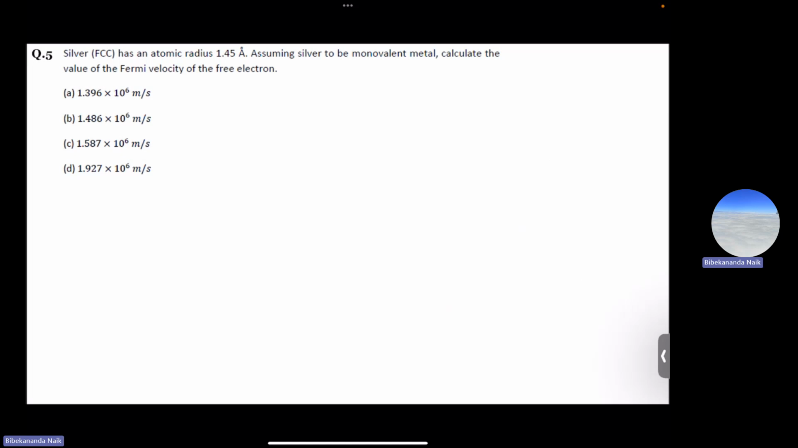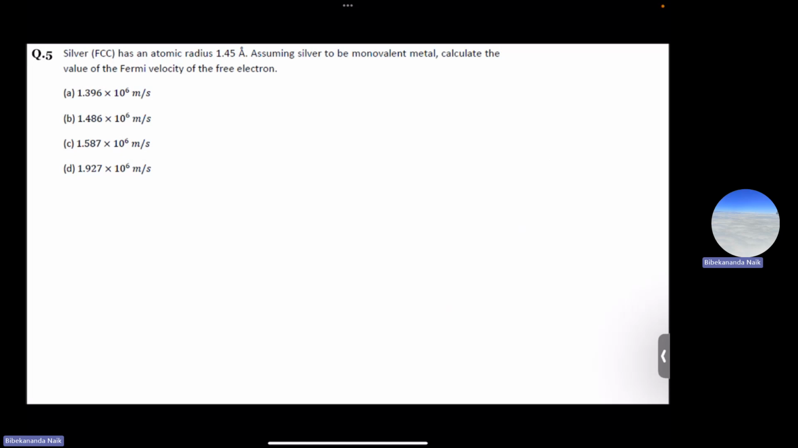The options are option A, 1.396 into 10 to the power 6 meter per second. Option B, 1.486 into 10 to the power 6 meter per second. Option C, 1.587 into 10 to the power 6 meter per second. And option D, 1.927 into 10 to the power 6 meter per second.